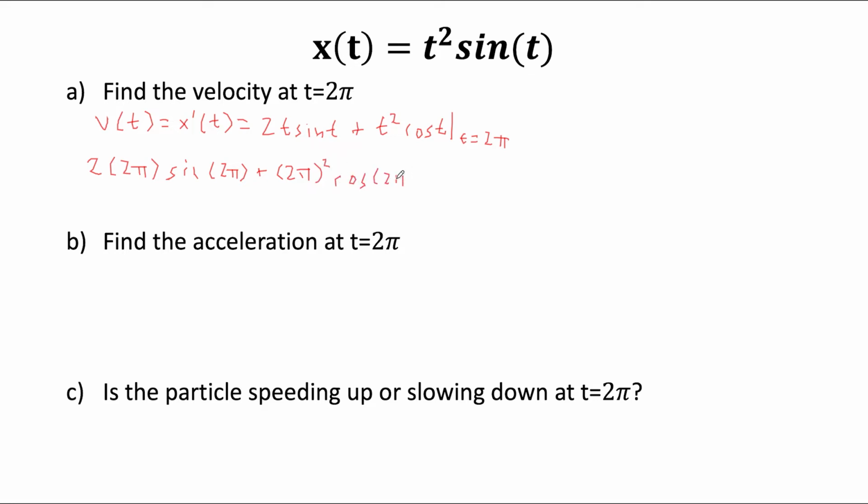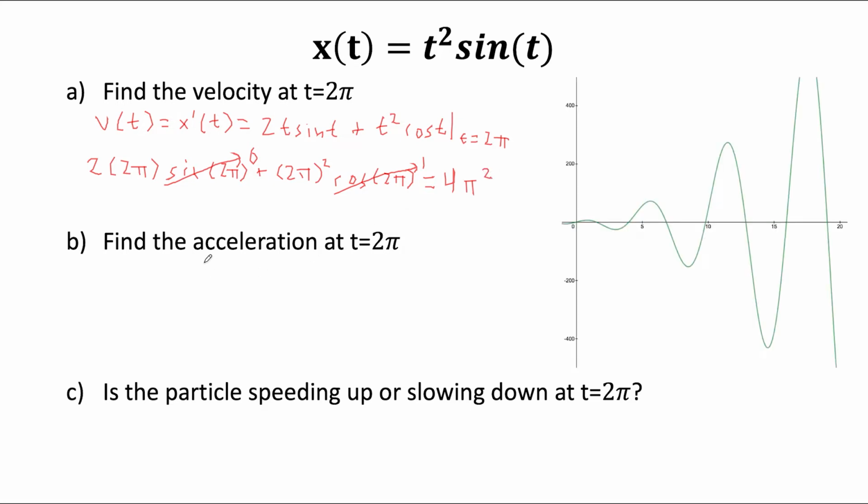cosine of 2 pi. Now we can use our trig here. We know that sine of 2 pi is just 0, and cosine of 2 pi is just 1. This means that we can ignore the 2 times 2 pi and only focus on the 2 pi squared, which tells us that the final answer is 4 pi squared. And just to help you visualize, this is the graph of the velocity function for our particle.